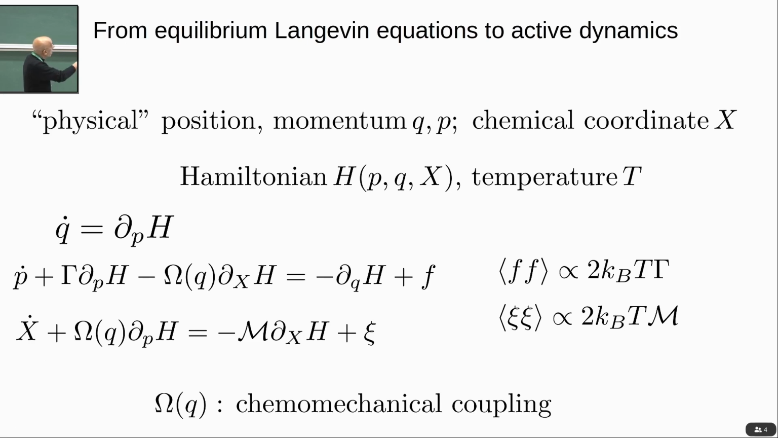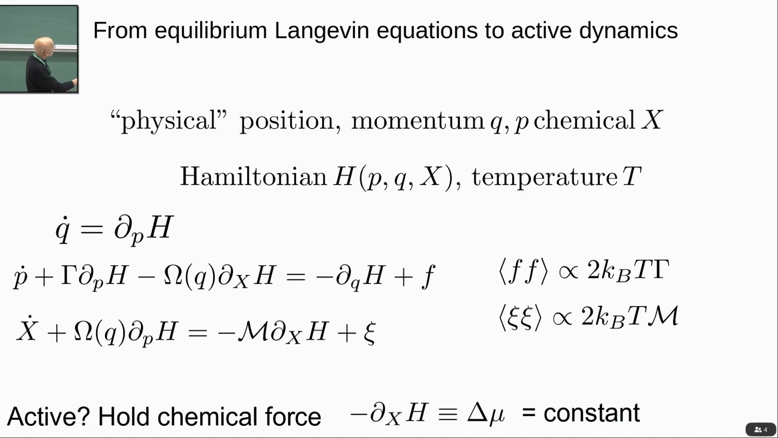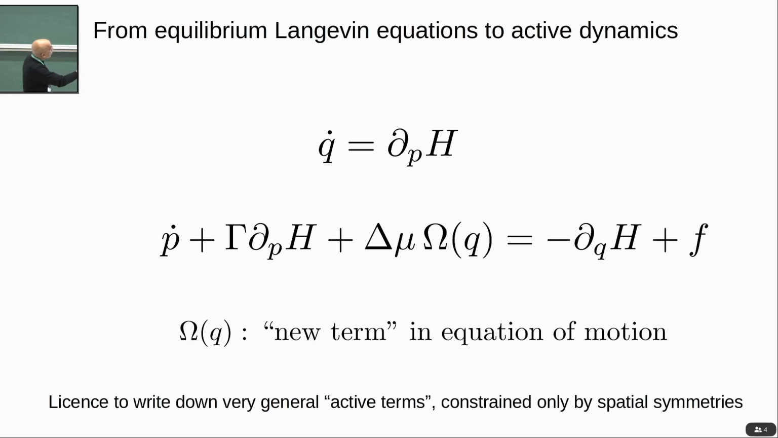If now you choose to hold the force on the chemical coordinate constant so that on average the chemistry proceeds in one direction, then the effective equations of motion of Q and P have what you might call a new term in the equation of motion for P. So new forces coming from you driving the chemical coordinate that way, and as a consequence, the momentum being pushed in a certain way. My argument is that generically, the big class of active dynamical equations that we look at all fall into this broad category, okay?